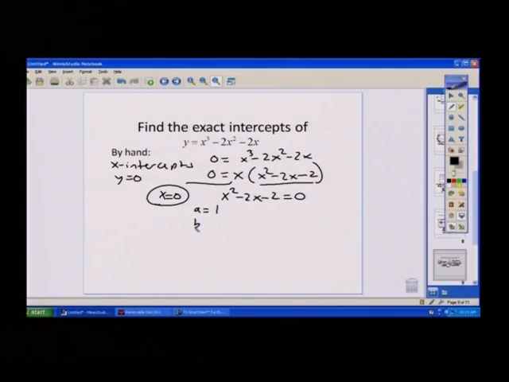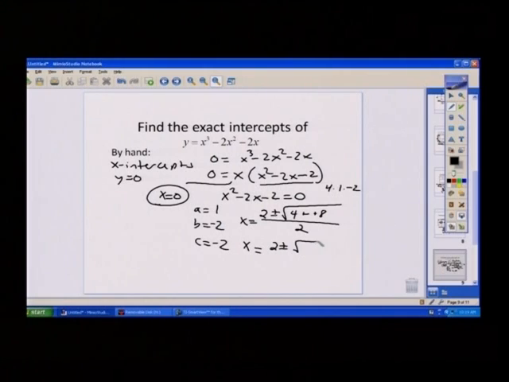So a is 1, b is -2, c is -2. So x equals the opposite of the b value, plus or minus the square root of b squared, which would be 4, minus 4 times a times c, which gives me -8. So that's going to actually become a positive value in there. Divided by 2 times a, 2 times 1 is 2. So x is equal to 2 plus or minus the square root of 12, over 2.